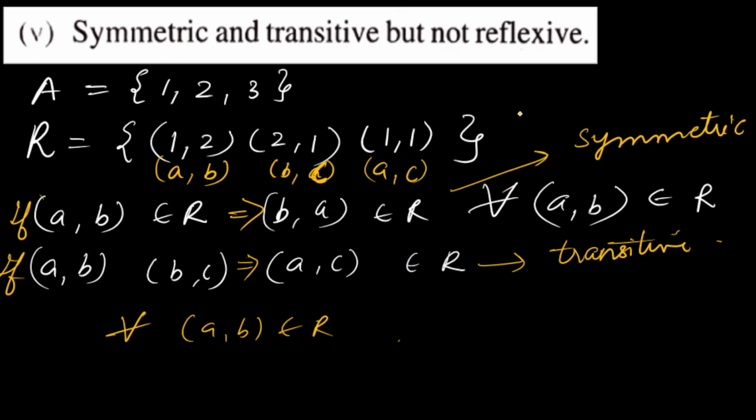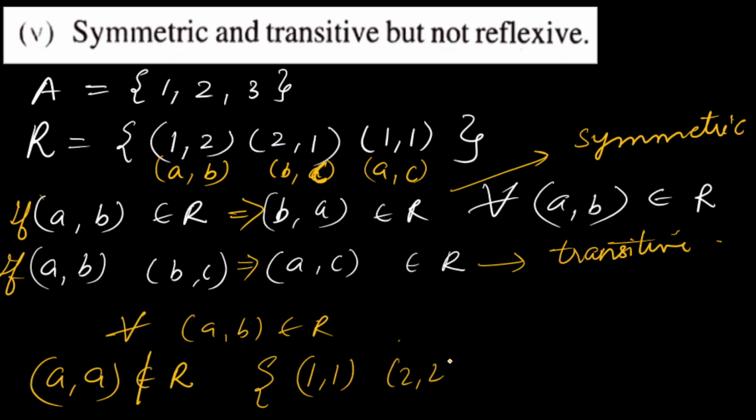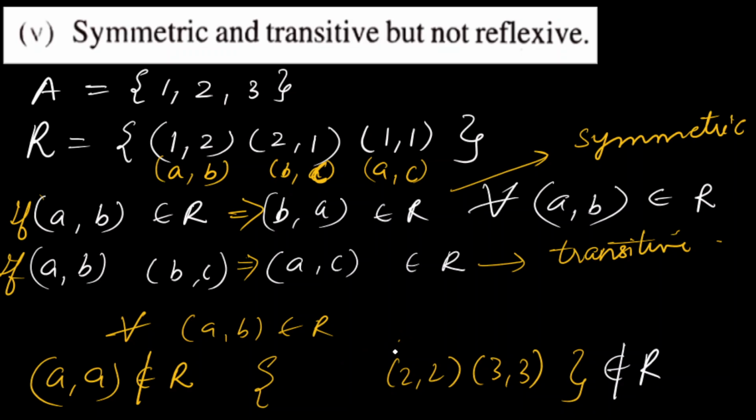Now for reflexive, this relation R is not reflexive, because for reflexive, the ordered pairs (a, a) should belong to R, but here this type of ordered pair doesn't belong to R. Ordered pairs of this type are (1, 1), (2, 2) and (3, 3). All of these should belong, but here only (1, 1) is there; (2, 2) and (3, 3) are not there. Therefore this relation is not reflexive. So here we have completed the 10th question of this exercise.